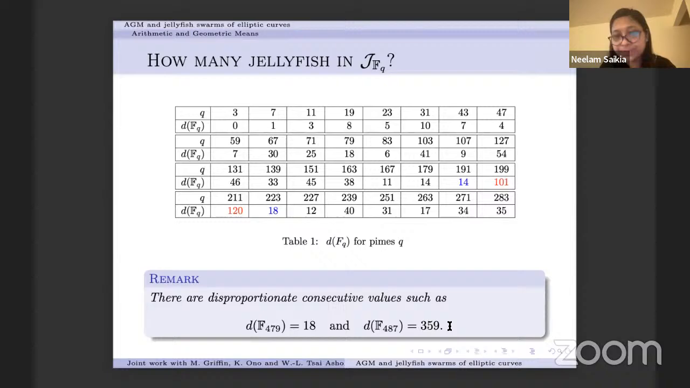Yeah, sure. About the size of the orbit, do you have any characterization? Is it bounded? Is there a bound? No, we haven't got any bound for the nodes, neither a lower bound nor an upper one, but we have a bound for the number of jellyfish. I mean, we'll see in the next slides.